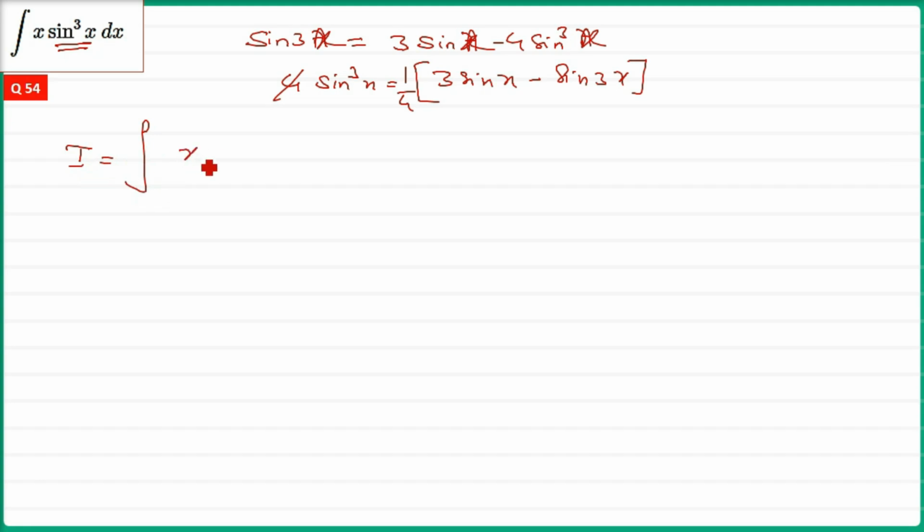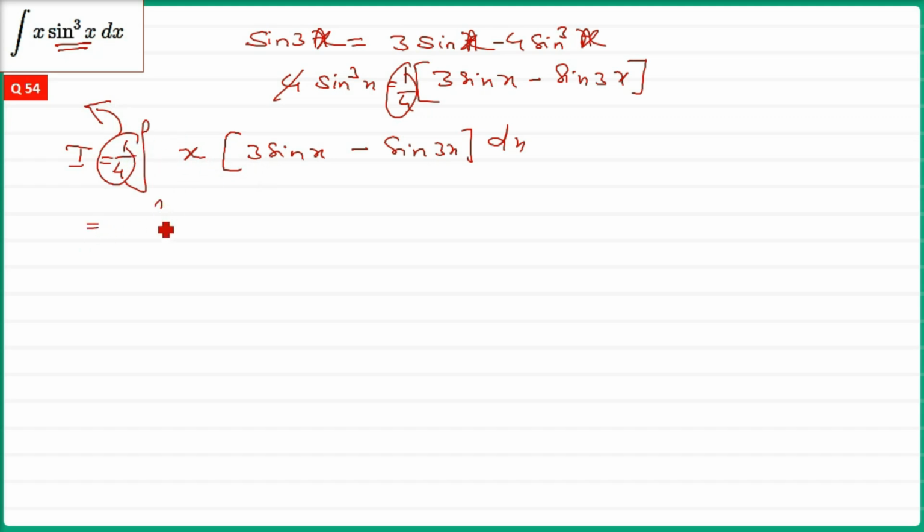So it is x. In place of sine cube x, we are writing 1 by 4. So 1 by 4 I am taking outside. I always deal with the constant later, but not for you. You have to deal with it right now. X times 3 sine x minus sine 3x, with respect to dx. 1 by 4 I am taking somewhere else and we'll recall it later on.